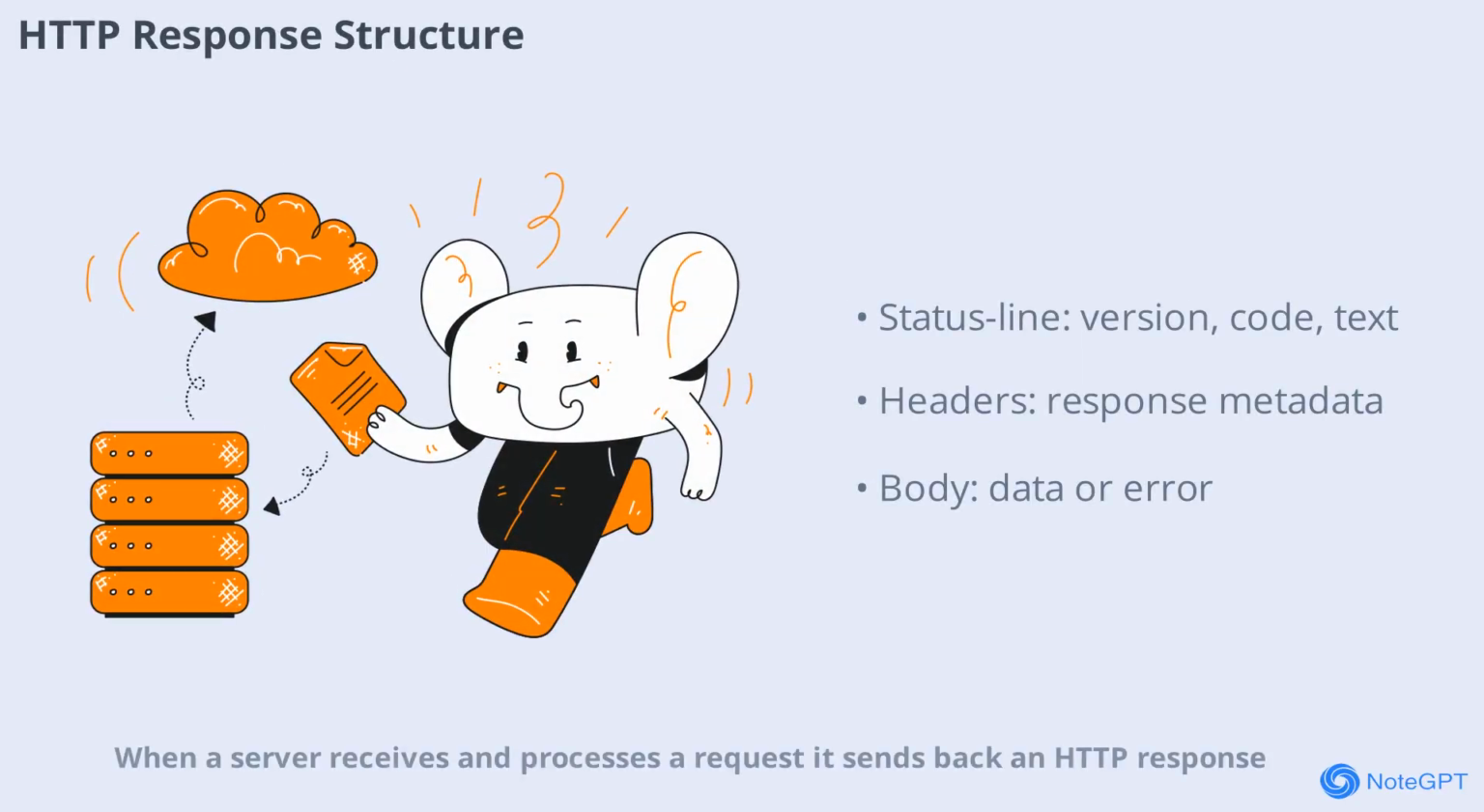When a server receives and processes a request, it sends back an HTTP response. This response includes a status line with the HTTP version, status code, and status text, headers, an empty line, and an optional body. The status line indicates the result of the request, while headers provide metadata about the response. The body contains the requested data or error details.